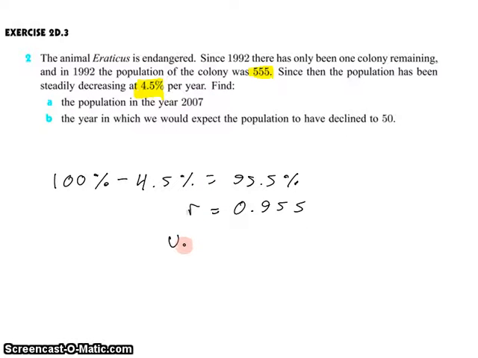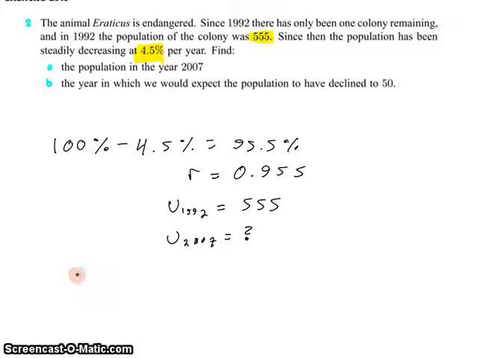We also know that in the year 1992, there were 555 members of this species in the colony. We want to know how many there will be in 2007. So we'll express this as a geometric sequence. The general term is going to be equal to our first term, times the common ratio to the power of n take 1992, because when n is 1992, we don't want to grow or shrink. So we want n take 1992.